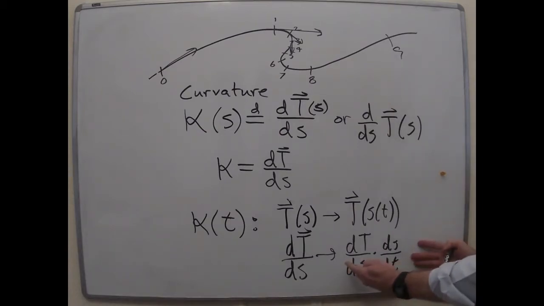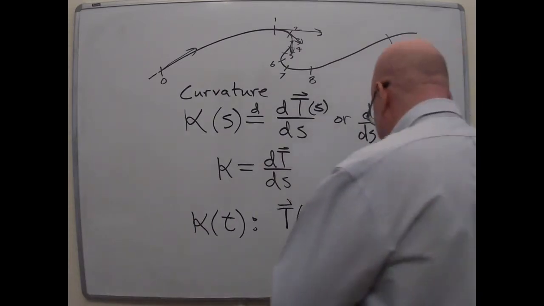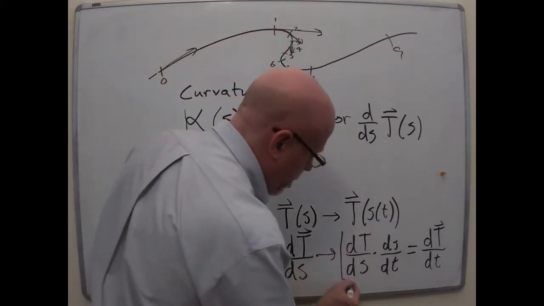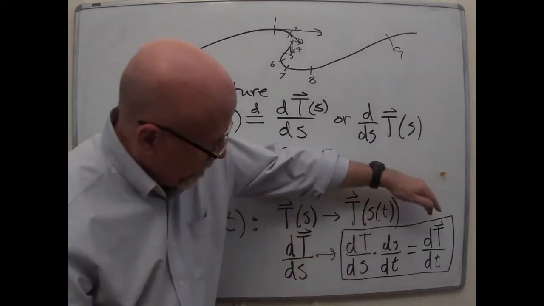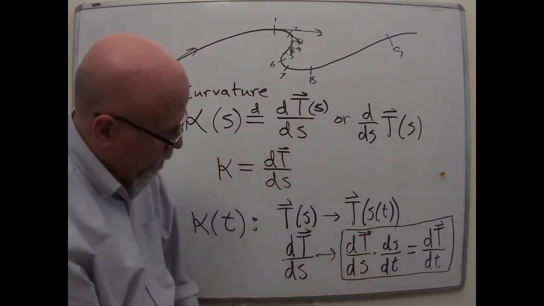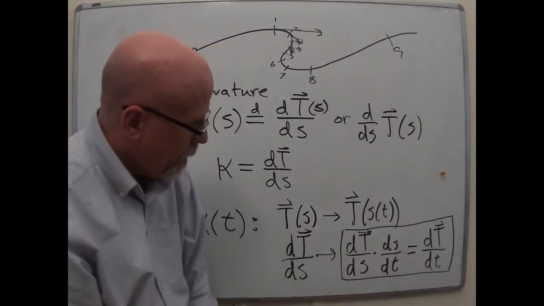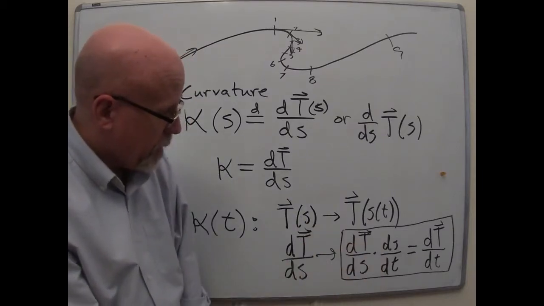What is this in the end? Well, that cancellation I keep talking about happens, and you end up with dT/dt, the time rate of change of the tangent vector as you move along the curve. If you look at just this last part, let me draw a box around this, that's a very important relationship. It says dT/dt and dT/ds are both rates of change of the tangent vector, one with respect to arc length, one with respect to time. They're proportional to one another. And the constant of proportionality is this guy, ds/dt.